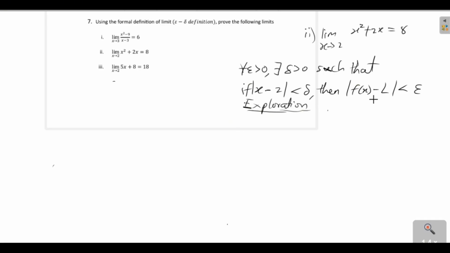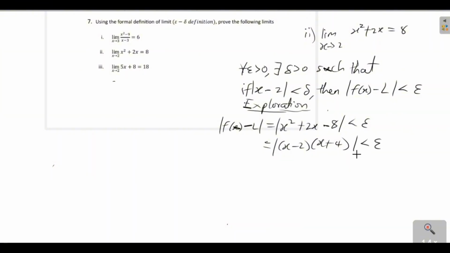I'm going to use this to do the exploration. So I know that |f(x) − L| is equal to, now f(x) is x squared plus 2x minus the limit, which is 8, and this thing should be less than what? Epsilon. Of course, what we have here is a quadratic expression. So if you do factorization, the factors are going to be (x − 2) and (x + 4), and the product is less than epsilon.